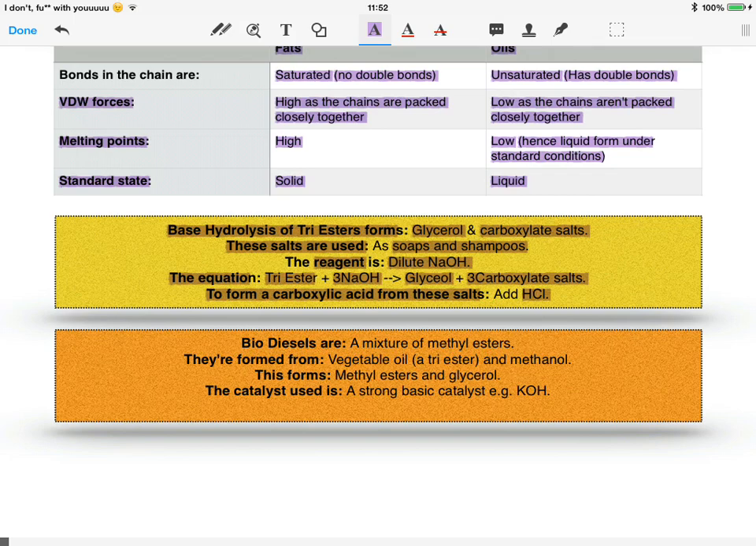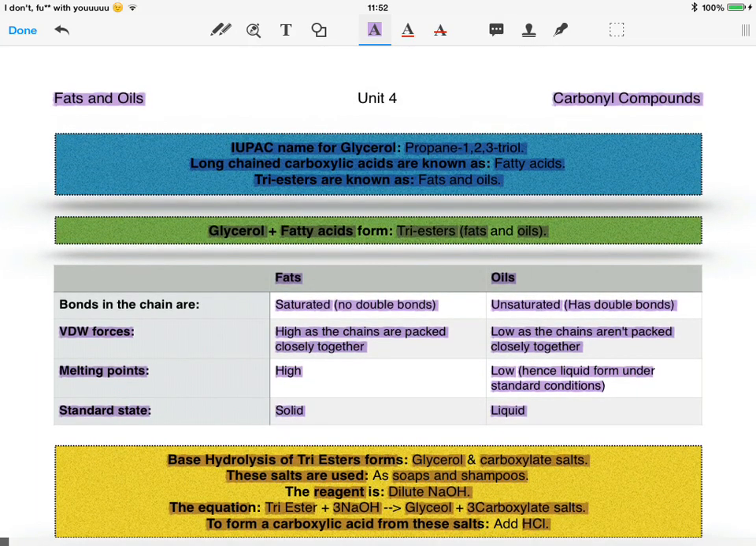Finally then, we need to know about biodiesels, and these are basically just a mixture of methyl esters. They're formed from the reaction of vegetable oil, which is a triester, and methanol. This forms methyl esters and glycerol, and the catalyst used for this is a strong basic catalyst such as potassium hydroxide. And that's all you need to know for the reactions and the details for fats and oils.